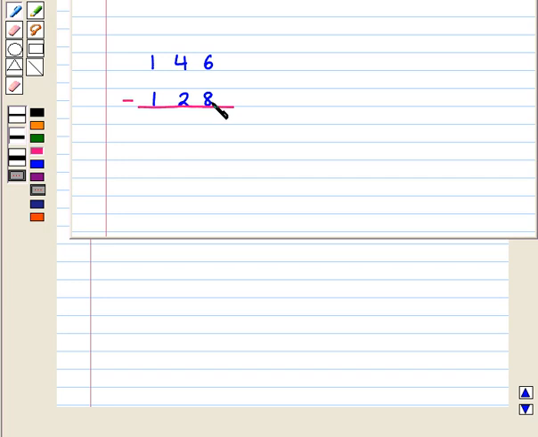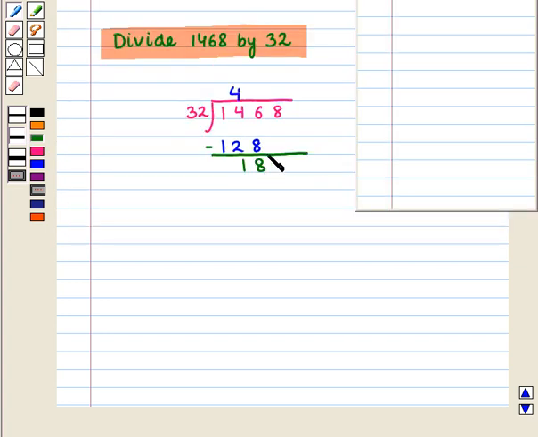Now here we see that 8 is greater than 6 at units place. So we replace 6 by 16. And at tens place we replace 4 by 3. Now we have 16 minus 8, that is 8 at units place. At tens place we have 3 minus 2, that is 1. At hundreds place we have 1 minus 1, that is 0. So 146 minus 128 is equal to 18. So this will be equal to 18.